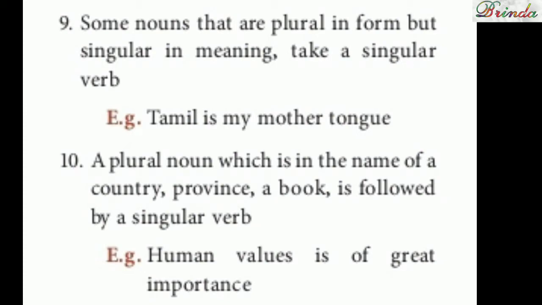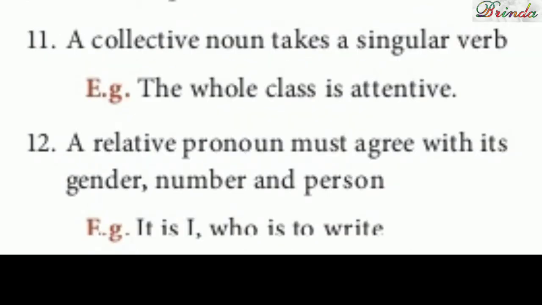Some nouns that are plural in form but singular in meaning take a singular verb. Tamil is my mother tongue. 10th one, a plural noun which is in the name of a country, province, or a book is followed by a singular verb. For example, human values is of great importance. 11th one, a collective noun takes a singular verb. For example, the whole class is attentive. 12th one, a relative pronoun must agree with its gender, number and person. Example, it is I who is to write.